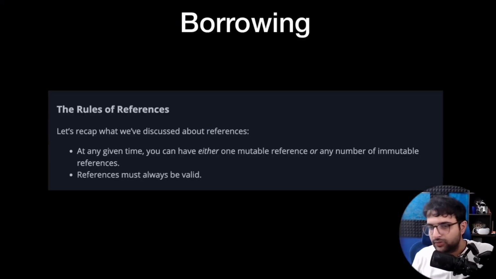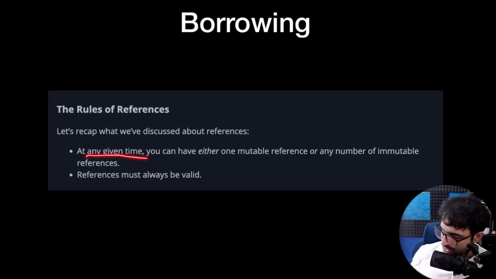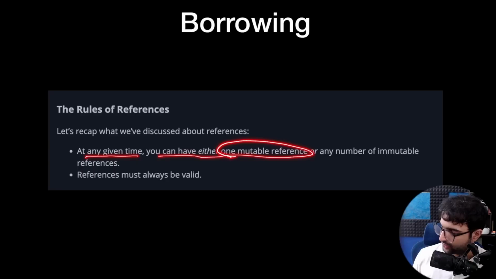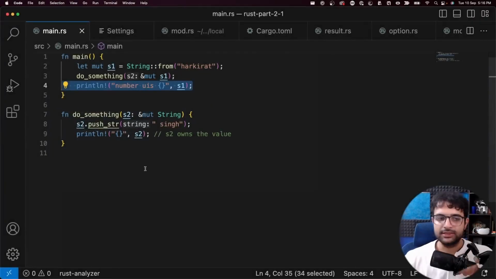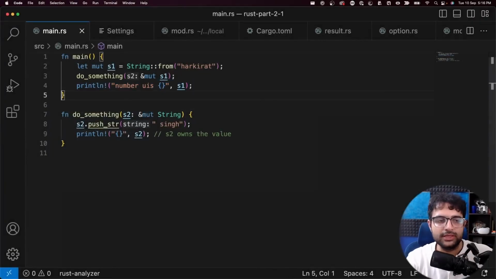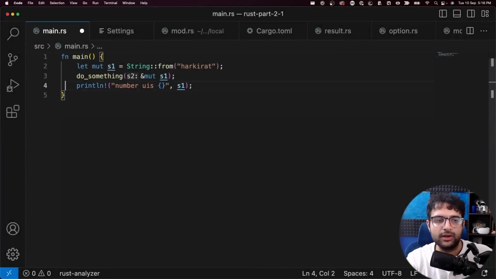That's how you take a mutable reference. And another set of ownership borrowing rules that Rust enforces on you is, at any given time, you can have either one mutable reference or any number of immutable references. I repeat, at any given time, you can have either one mutable reference or any number of immutable references.